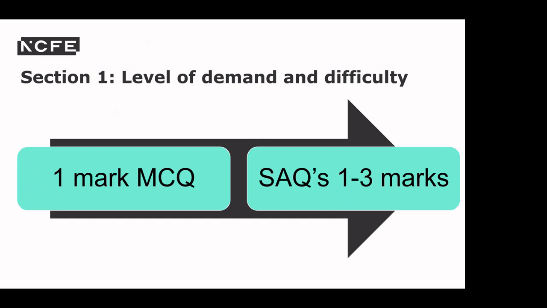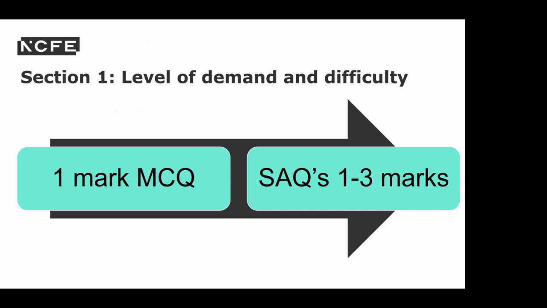The structure within section 1 is designed to provide learners with a level of demand that gradually increases as the learner progresses. So it starts off with those 1-mark multiple choice questions and then progresses to short answer questions worth between 1 and 3 marks.